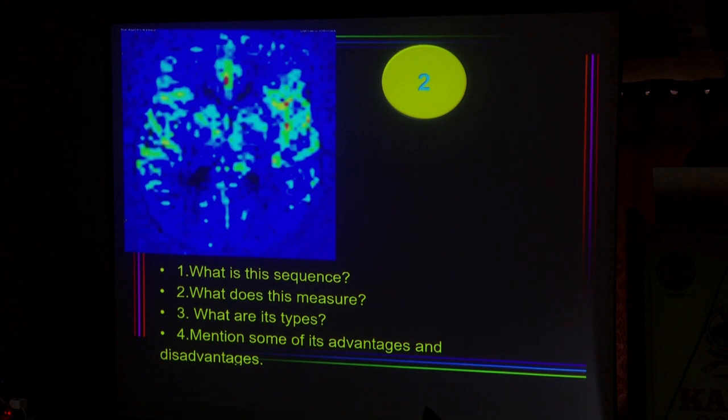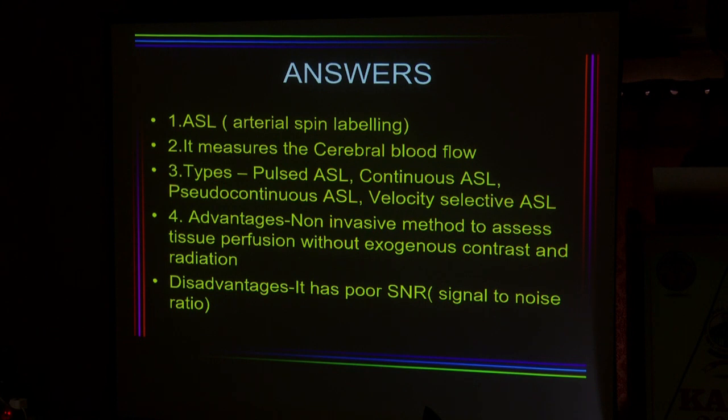With ASL, you should know it measures only the cerebral blood flow, relative cerebral blood flow. It does not measure the cerebral blood volume. ASL has broadly three types: one is the pulsed ASL, the other is the continuous ASL, the pseudo-continuous ASL, and sometimes the velocity selective ASL. The pseudo-continuous ASL is widely used because it can be used to quantify the cerebral blood flow. Continuous ASL has some advantages because it has a very good resolution.